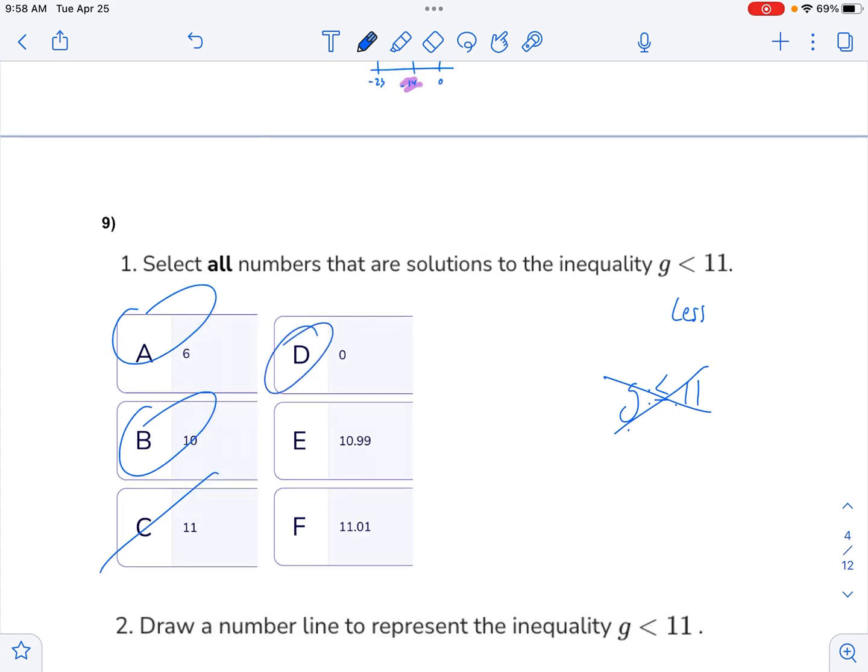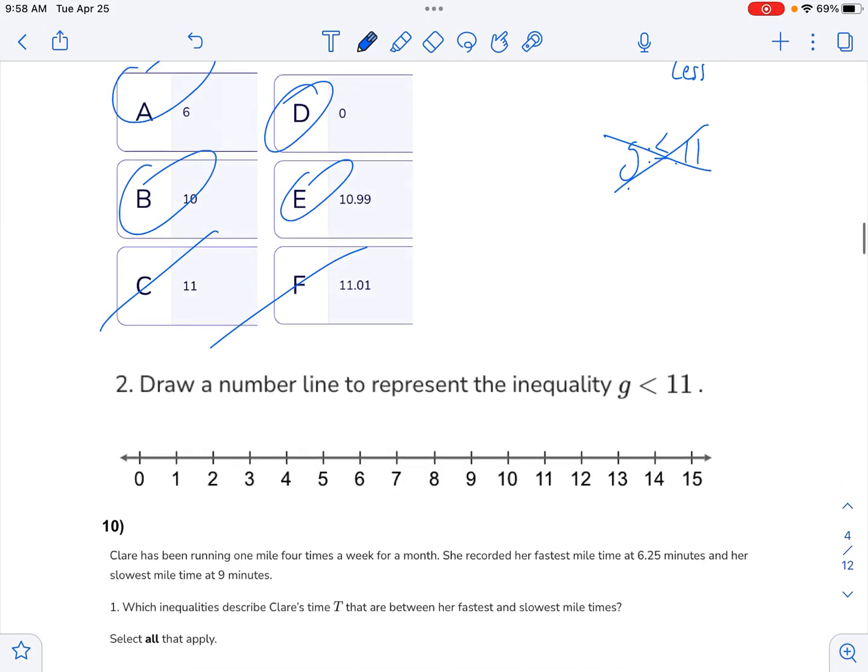Is 0 less than 11? Yes. Is 10.99 less than 11? Yes. Is 11.01 less than 11? No. It looks like I have 4 choices on this one.